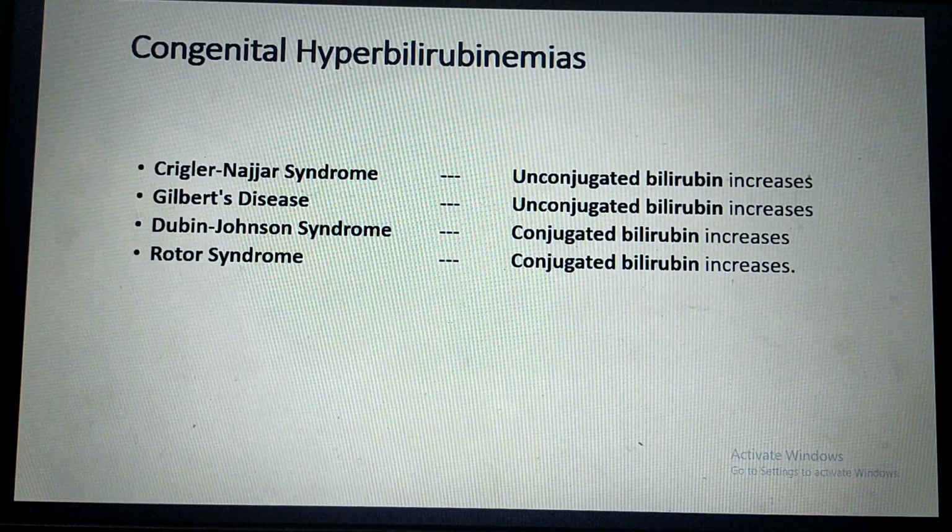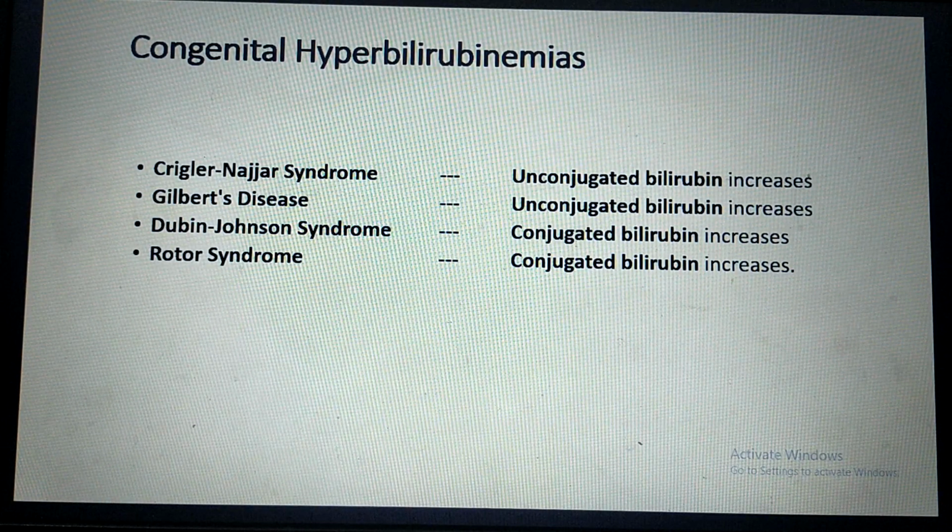So this is the summary of congenital hyperbilirubinemias. In Crigler-Najjar syndrome and Gilbert disease, unconjugated bilirubin is increased. Gilbert disease is a mild disease, whereas Crigler-Najjar syndrome is a fatal disease, particularly type 1. In Dubin-Johnson syndrome and Rotor syndrome, conjugated bilirubin increases.